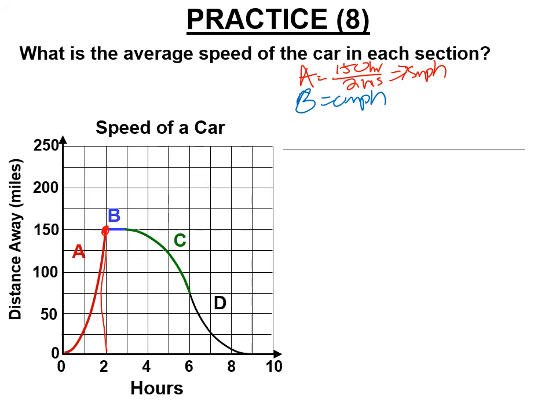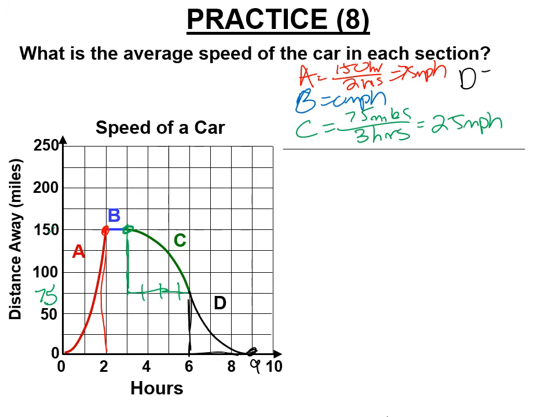Now C, this is a little different. C, right, let's see. We start at 150 and we get down to 75. So 150 minus 75 is 75. So we go 75 miles and it takes 1, 2, 3 hours. And that's 25 miles per hour. And section D, okay, is right there. And it's ending at 9. And so section D is the same as C, right? We're going 3 boxes, 75 miles. In the same 3 hours, it's 25 miles per hour.